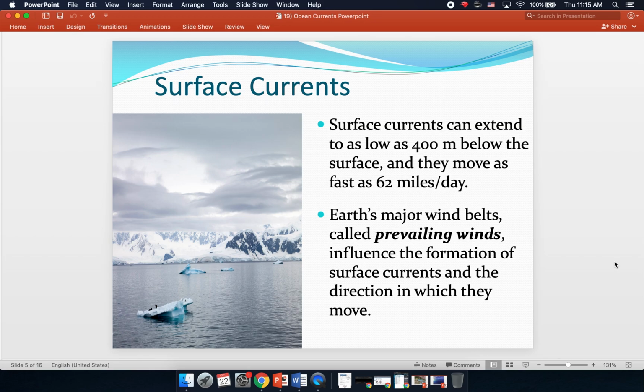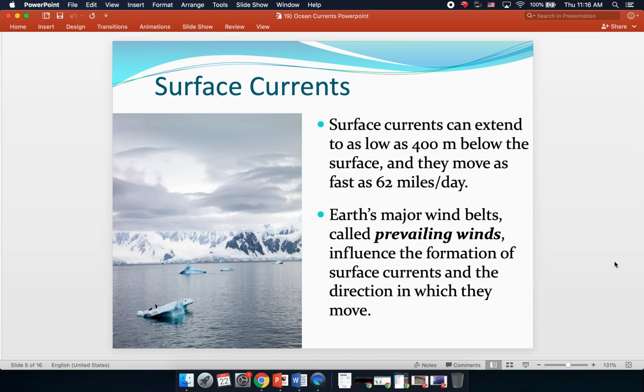When we hear surface currents, we want to think of a thin sheet right on the top of the water, but in fact, like the slide says, they can extend to as low as 400 meters below the surface, which is pretty deep when we're thinking about human perception. But in the depth of the entire ocean, it's still what you would consider surface level.